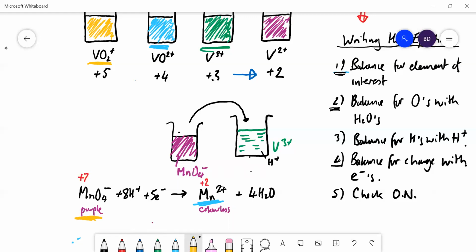So it's a nice colorful experiment, and it's on the spec. You've got to know all those changes, and you've got to be able to manipulate all those half equations. So it's good practice to write them all out yourself, and basically go through this video so you know it all without looking.